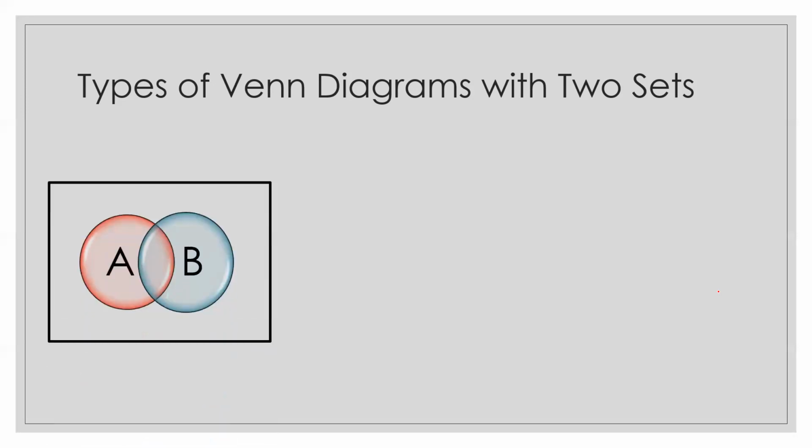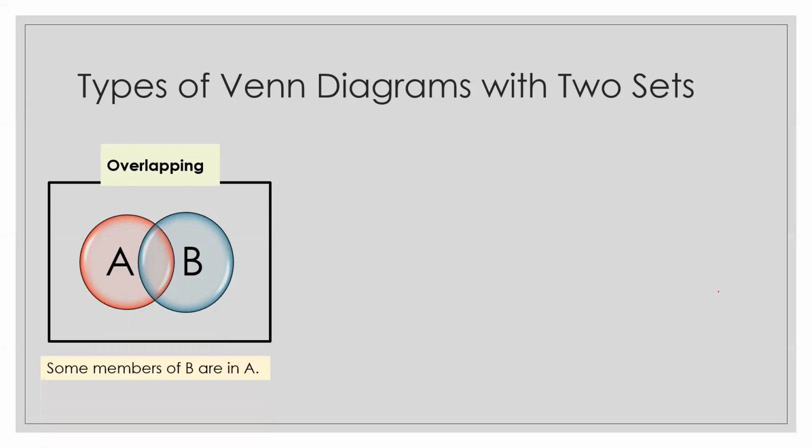You could have this, which is what we've seen before, and we call that overlapping. In this scenario, we would say some members of B belong to A, or some members of A belong to B, right? Some, not all, but some members of B are in A, okay? Or some members of A are in B. Okay, that's one scenario. Did you get that one? Great. Okay, what other scenario that's different than this one?